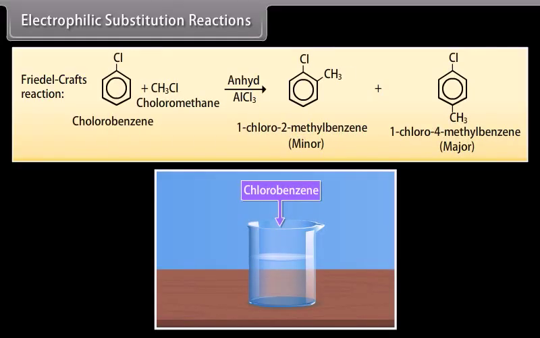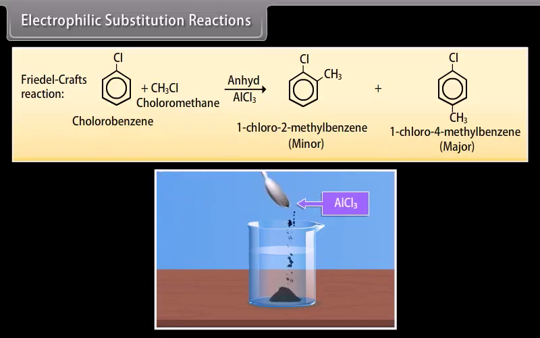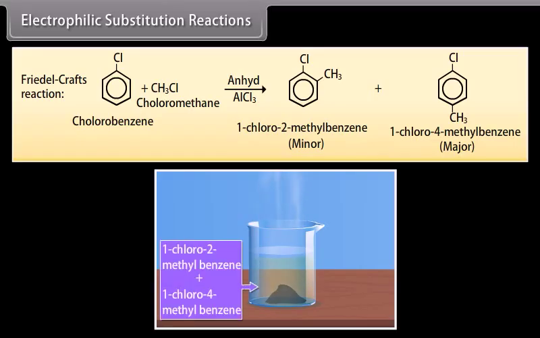Friedel-Crafts reaction. When chlorobenzene solution is mixed with chloromethane and then we add some pieces of anhydrous aluminium chloride, it reacts to give 1-chloro-2-methylbenzene, which is a minor product, and 1-chloro-4-methylbenzene, which is a major product.